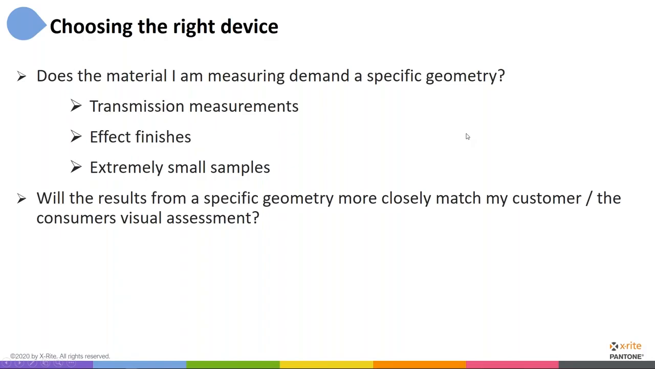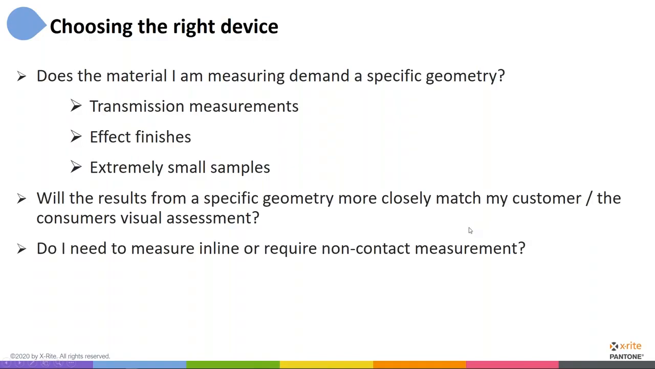Then this question: will the result from a specific geometry more closely match my customer or the consumer's visual assessment? Ultimately, consumers looking at products make buying decisions. Color and appearance are a big part of that. So we want to make sure that we're using the right geometry to match what they're seeing, right? Again, back to the black plastic that I was showing you. What does a customer see? I need a device that mimics that, right? That will likely influence my decision.